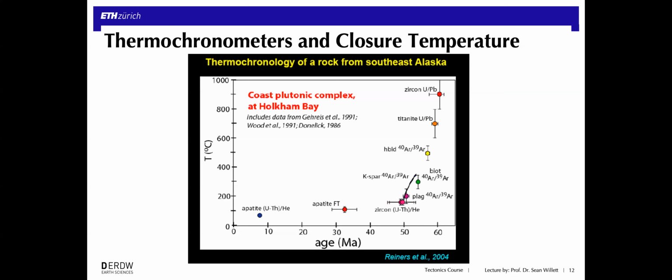Any complexities in this path then can be interpreted in terms of, say, tectonic processes, faulting, orogenesis, crustal thickening, things that are going to then lead to exhumation and erosion of these rocks.